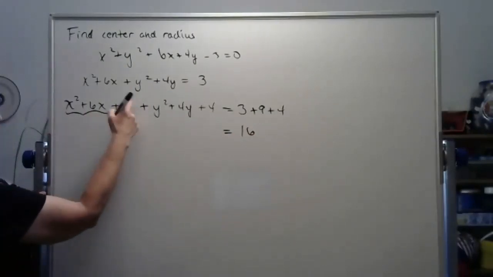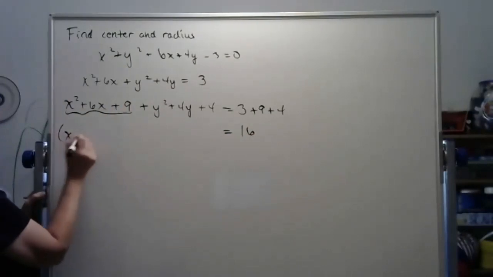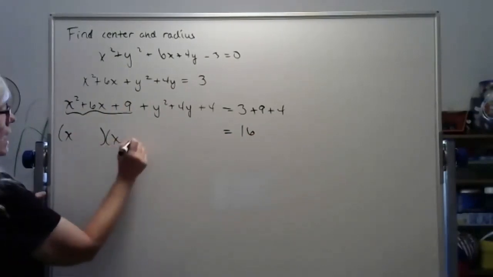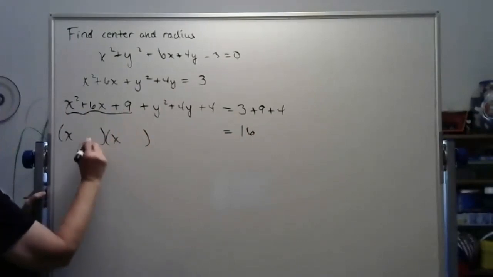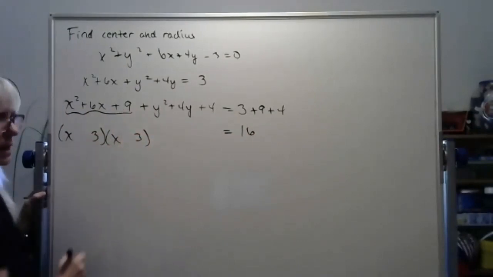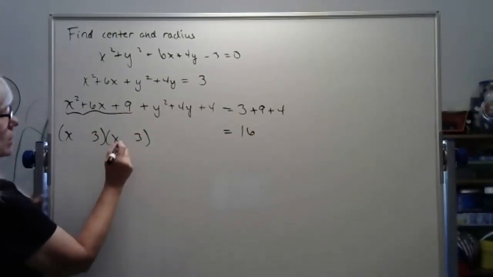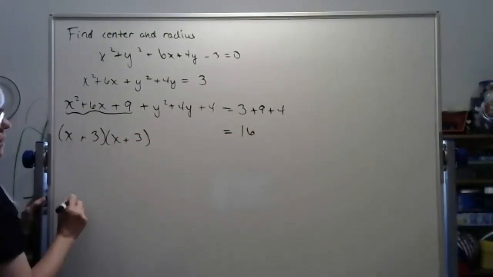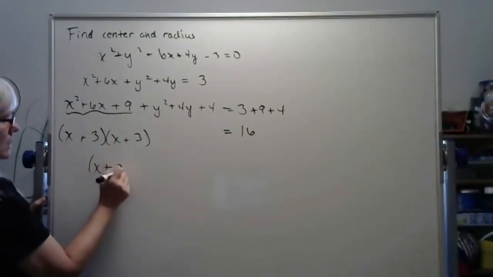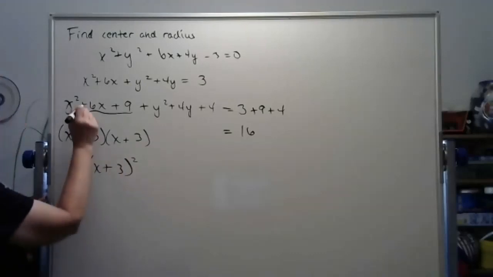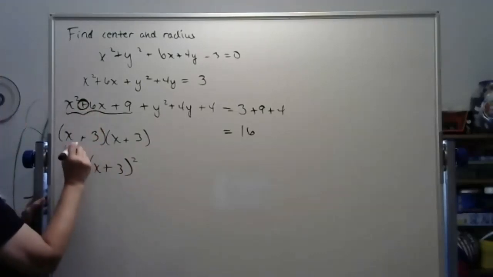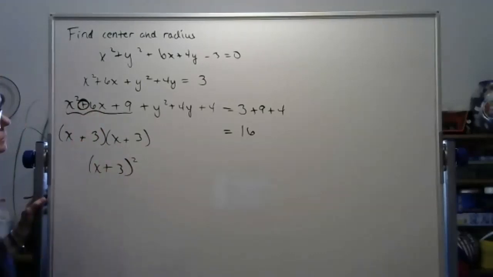Okay, on the left side, we need to factor those first 3 terms. So factors of 9 that add to 6 are what? 3 and 3. And they should be identical. You're trying to create that instead of parentheses squared. So sure enough, that gives me x plus 3 quantity squared. I know it's a plus because that first sign right there is a plus. They're both going to take that sign.